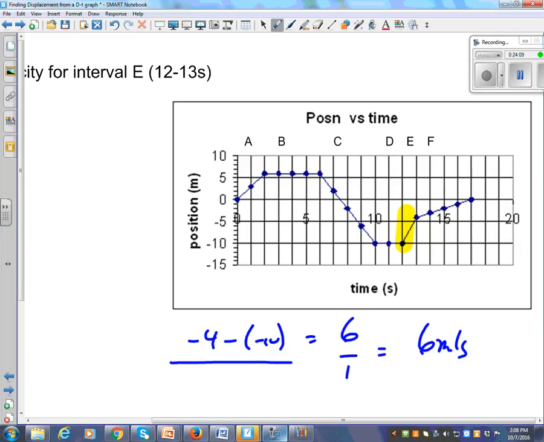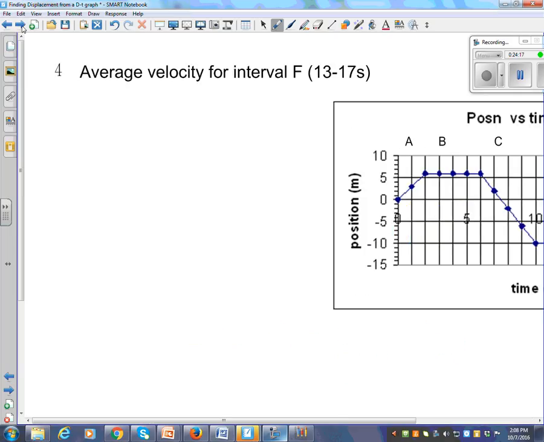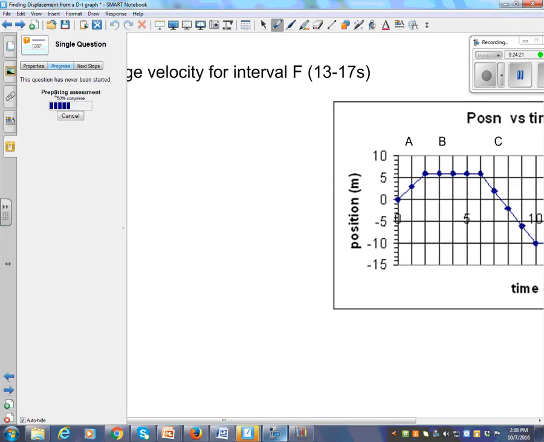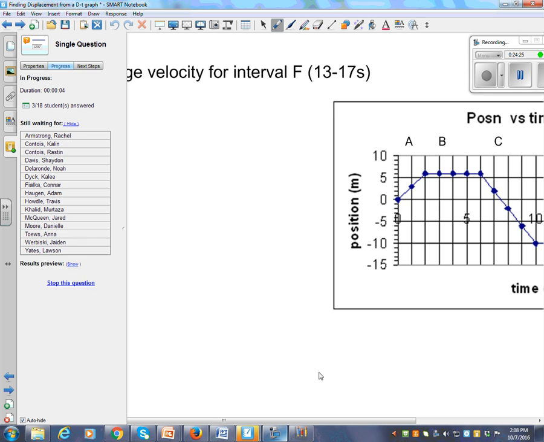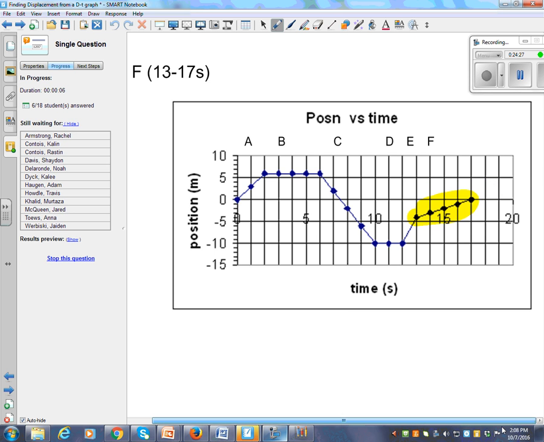You're finding the slope. Okay, come on, you guys. Do it for me. Give me a Friday afternoon. You can do this. Everyone getting F. Tell me the slope for F. Let's go.